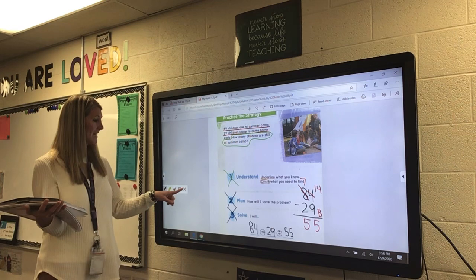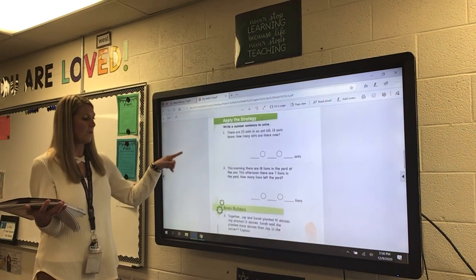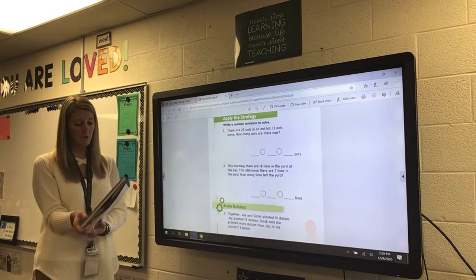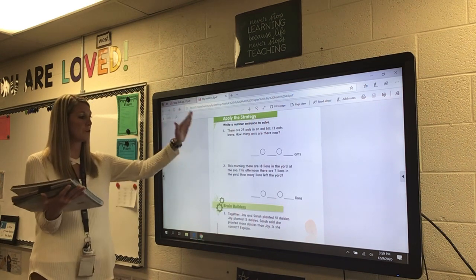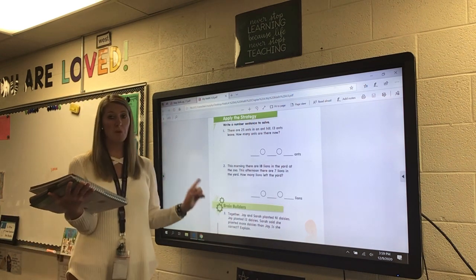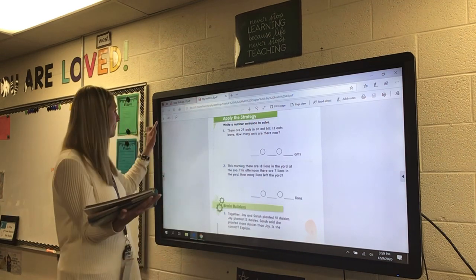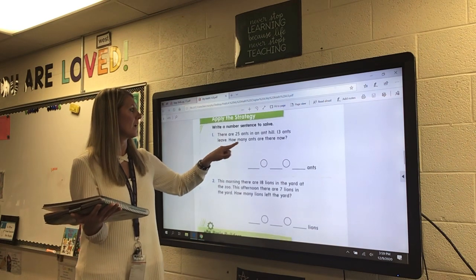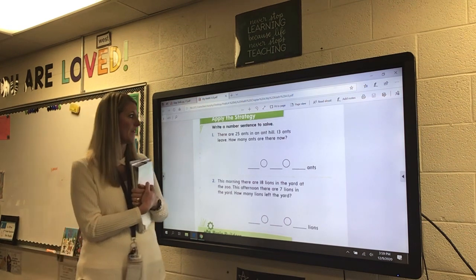Mrs. Murphy is going to go on to the next page. Now, we are going to apply the strategy and we're actually going to cross off the brain builder. So let's apply the strategy. We'll do 1 and 2, and then we'll cross off the brain builder. So go ahead and cross off the brain builder. All right. We are going to write a number sentence to solve.